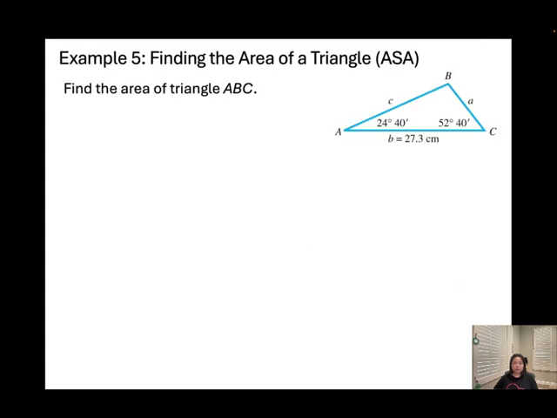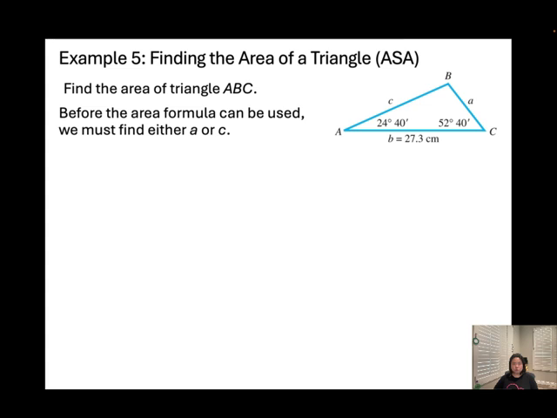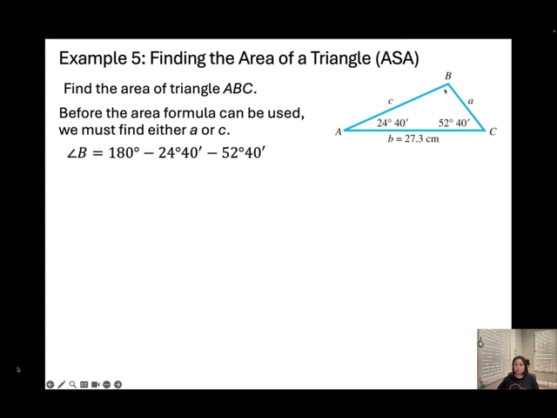Okay, example 5. Find the area of the triangle, ASA. Okay, angle, side, angle. So what are we going to do? In order to use the area of the triangle formula, we need two sides and one angle. So you want to find either the side c or the side a here. Okay, so first, let's figure out the angle B. Angle B will be equal to 180 minus angle A and then minus angle C.